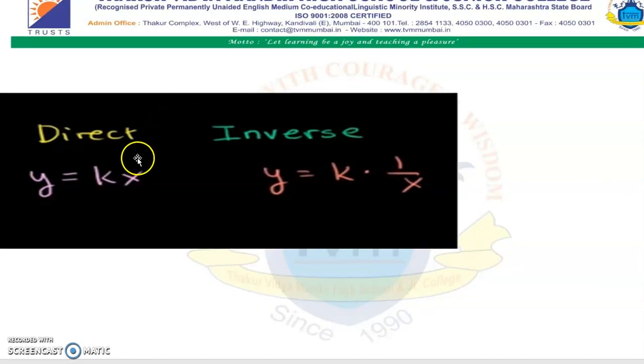Now you can see the formula for direct proportion: Y is equal to K, a constant, into X. For inverse proportion, Y is equal to K, a constant, into 1 upon X.